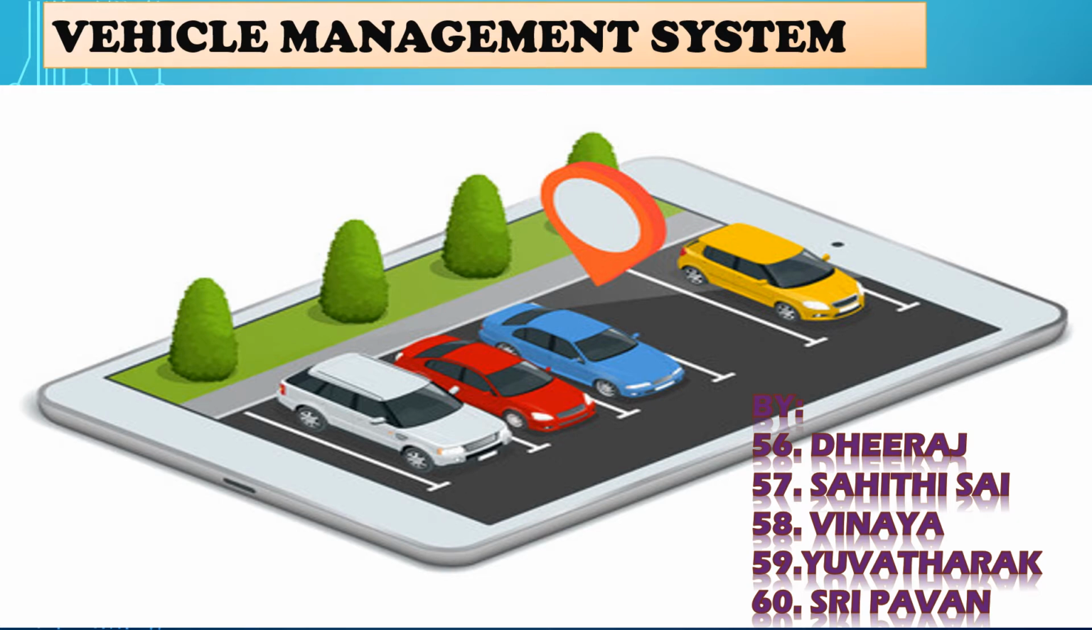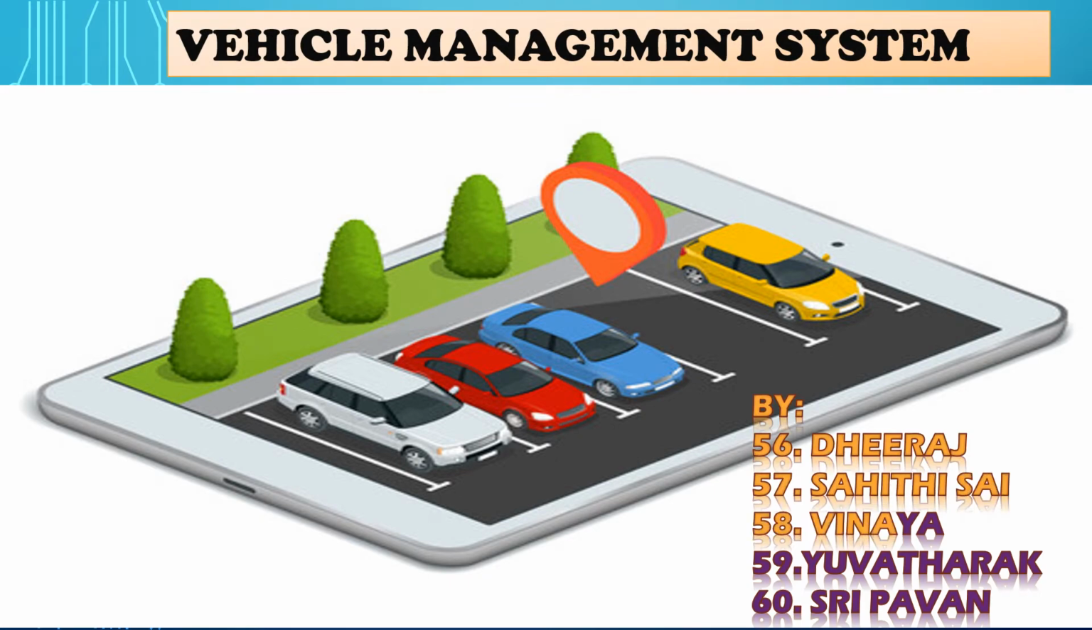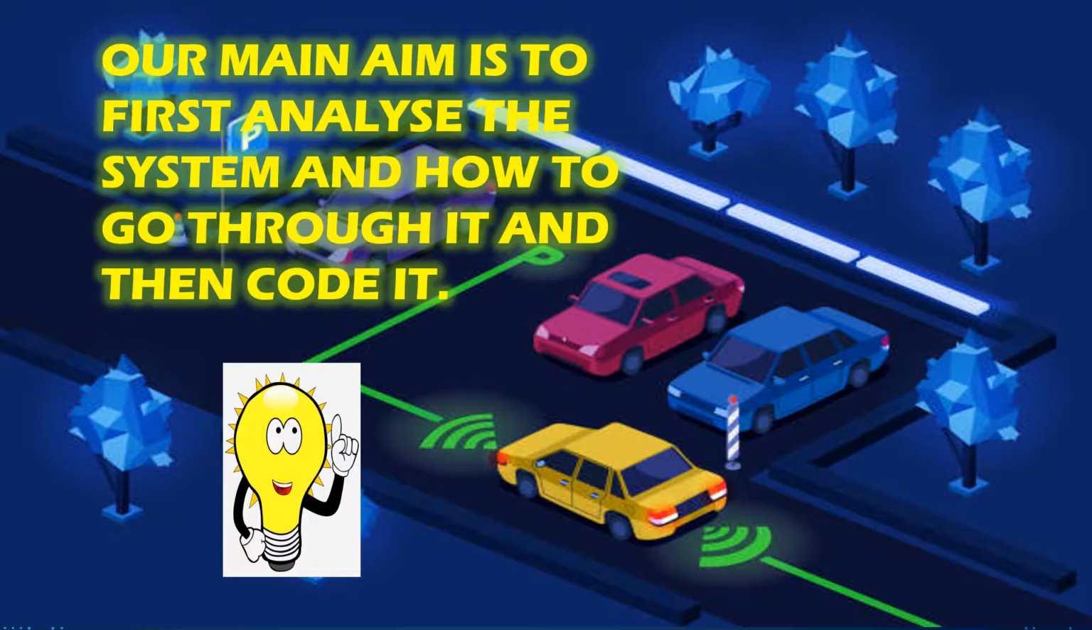This is a vehicle management system done in C language. So let us go through this vehicle management system with source code and output. Now if we think of vehicle management system as a problem, then we need to first analyze the problem and then arrive at a solution. So our main aim is to first analyze the system, then how to go through it, and then code it.